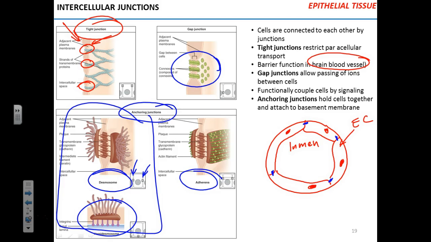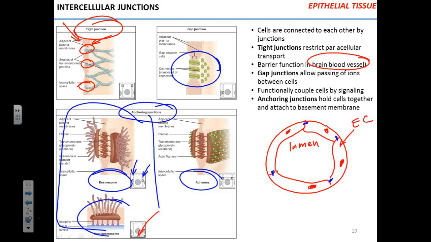If you look at it, let me erase the drawing here. If you look at it, you can see that in the case of hemidesmosome, it attaches the cell to the basement membrane, sort of attaches bricks to the foundation. Does that make sense? So desmosomes attach bricks to each other. Hemidesmosome attaches the brick to the foundation, the epithelial cells to the basement membrane. Okay? Every epithelial layer has a foundation, the basement membrane.